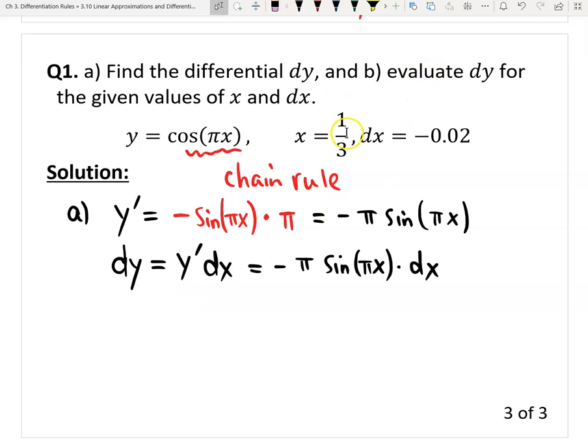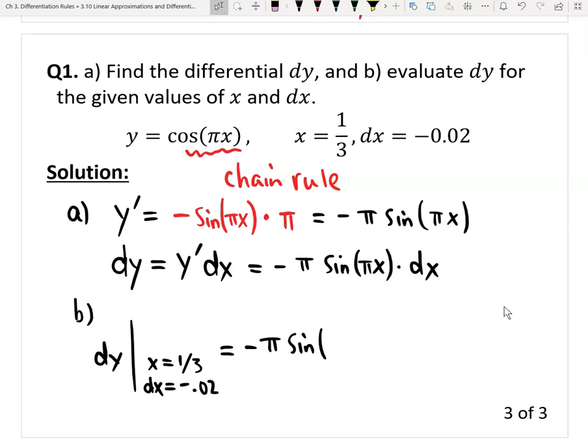Now the second step is to evaluate. Of course, evaluating is just plugging in what we need. We need to evaluate dy at x equals 1/3 and dx equals negative 0.02. Let me write it here. So now we evaluate. In this formula, x is 1/3, dx is negative 0.02. So plug this into the formula, and what we get is negative pi times sine of pi times 1/3, which is pi over 3, times dx, which is negative 0.02.